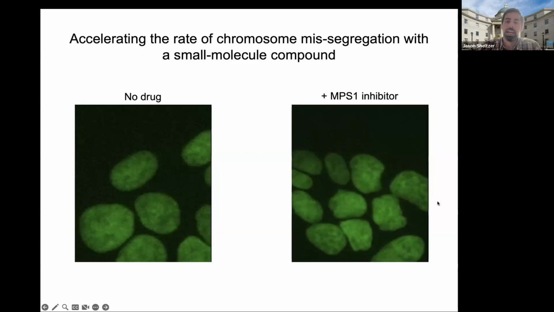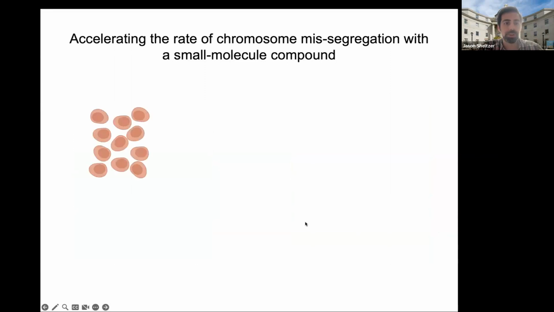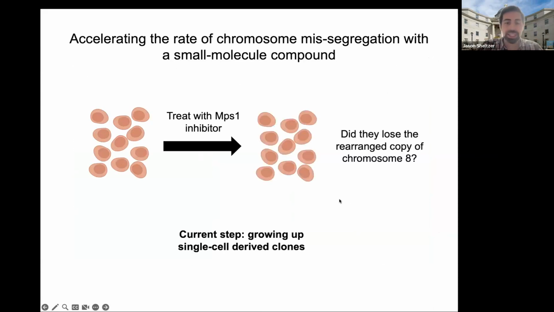And so we thought that by treating these cells with this small molecule inhibitor, we could accelerate the rate of loss of the rearranged copy of chromosome 8p. This might be one approach that we could use. For this experiment right now, we have the cells donated from our 8p hero. We treated them with this drug to mess up chromosome segregation. And now we are doing what Ethan suggested from the previous experiment: we are growing up cell clones from single cells, and we're going to ask whether they lost the rearranged copy of chromosome 8p or not. This is the second least invasive strategy that we could come up with to restore the normal copy of chromosome 8.